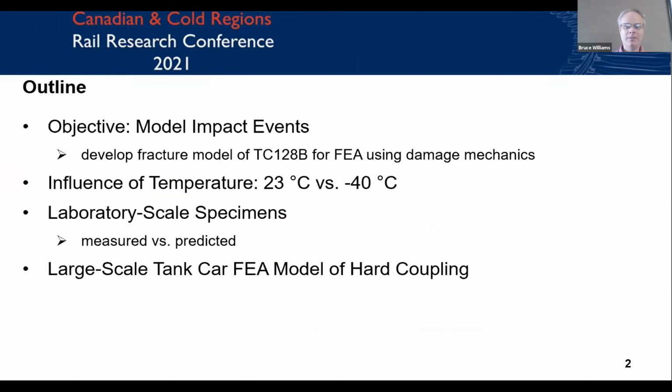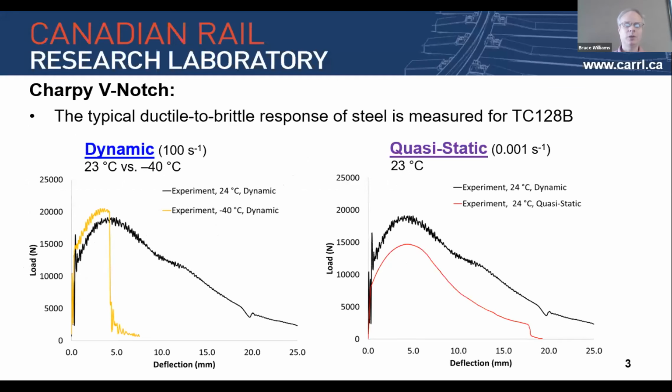So what I'll be doing is comparing the response at room temperature, 23 degrees Celsius, and minus 40 degrees Celsius. We do a lot of laboratory scale testing, and then its application in the large scale FE, in this case of hard coupling impact. We learned about the Charpy V-Notch test that's often used to understand the material at low temperatures and dynamic strain rates, about 100 strain per second. That is at the upper limit of what we would expect in a crash event.